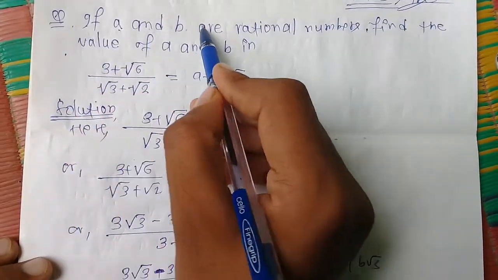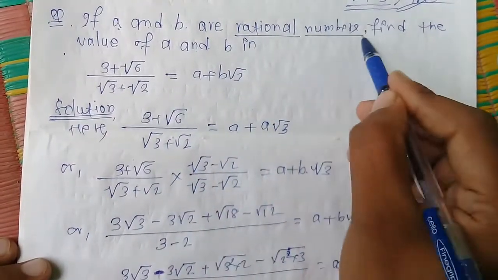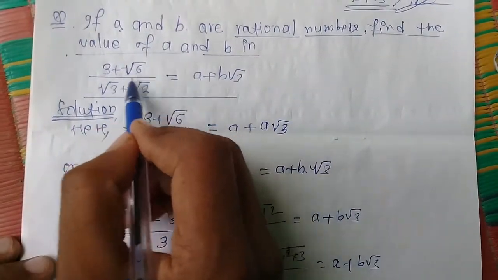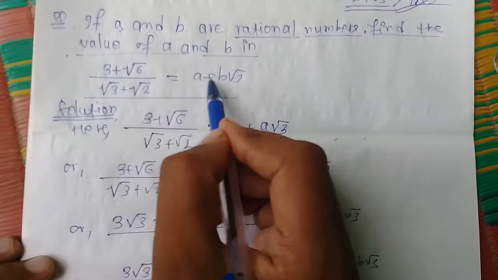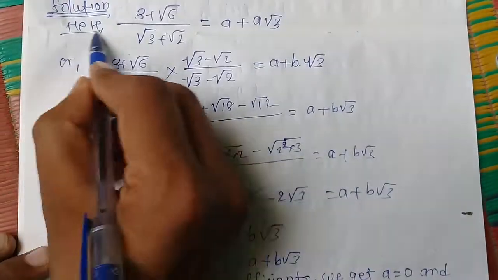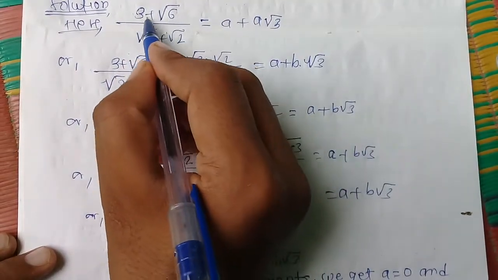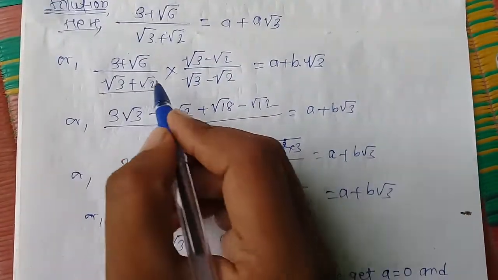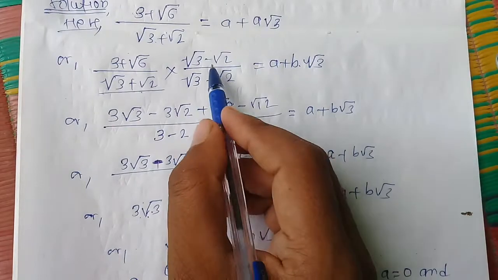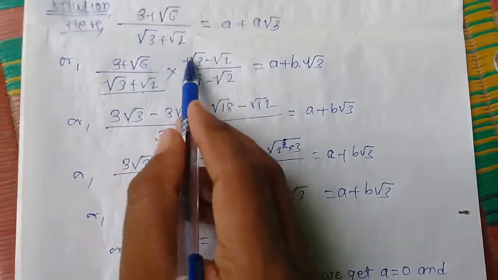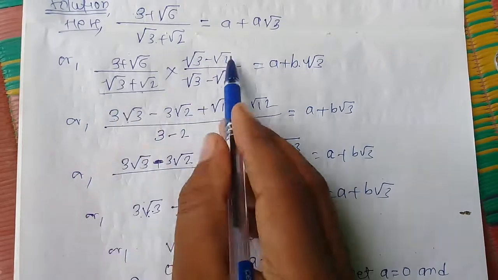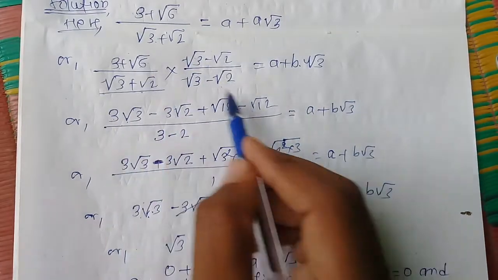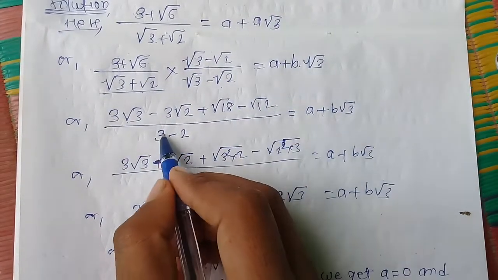Now if a and b are rational numbers, find the value of a and b in 3 plus root 6 divided by root 3 plus root 2 equals a plus b root 3. So solution here: 3 plus root 6 divided by root 3 plus root 2. First of all, rationalize the denominator. After rationalizing and multiplying we get 3 root 3 minus 3 root 2 plus root 18 minus root 12, divided by 3 minus 2.